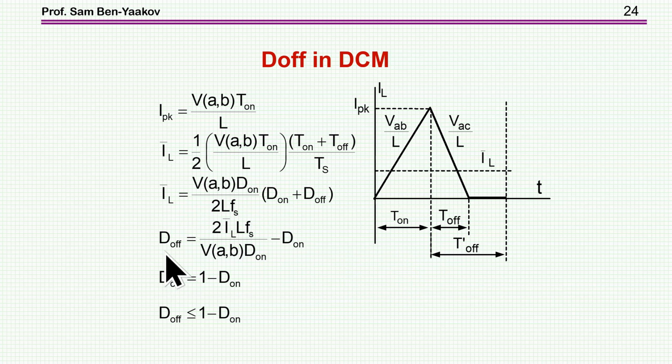It turns out that D off is equal to 2 times the average current of the inductor, L is the inductance, F is the switching frequency, VAB is the voltage between ports A and B in the model, times D on, and minus D on. So this is D off. Now, D off prime, which is this in CCM, is 1 minus D on, and as we can see, this D off that we have calculated here is smaller than this value here, which is very important.